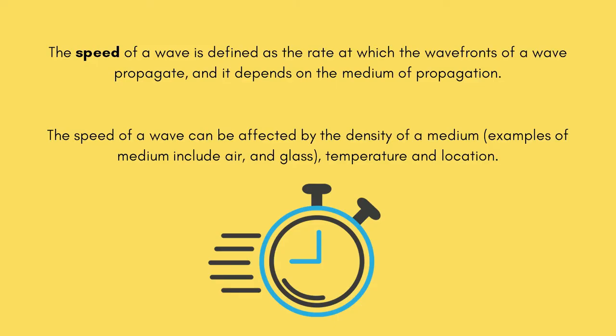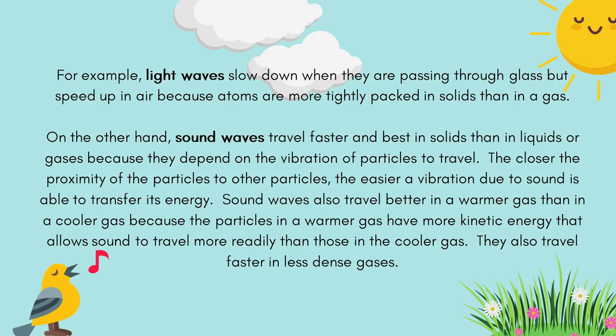The speed of a wave is defined as the rate at which the wave fronts of a wave propagate, and it depends on the medium of propagation. The speed of a wave can be affected by the density of a medium, examples air and glass, and the speed of a wave can also be affected by temperature and location. For example, light waves slow down when they are passing through glass, but speed up in air because atoms are more tightly packed in solids than in a gas.